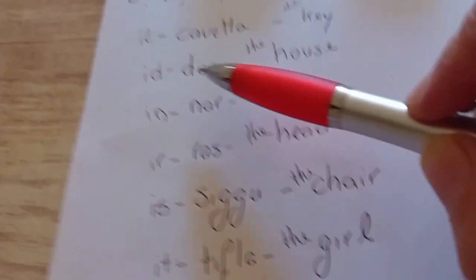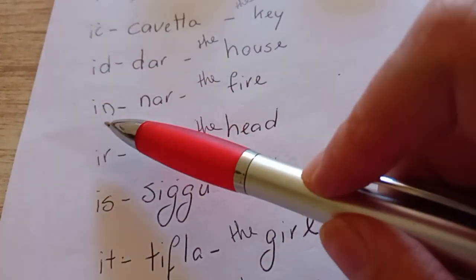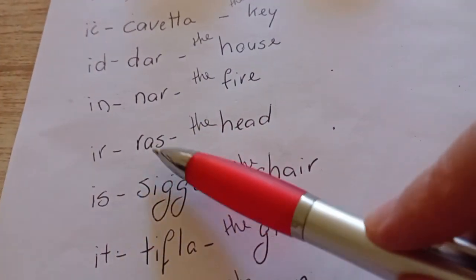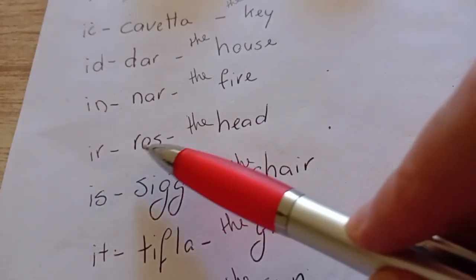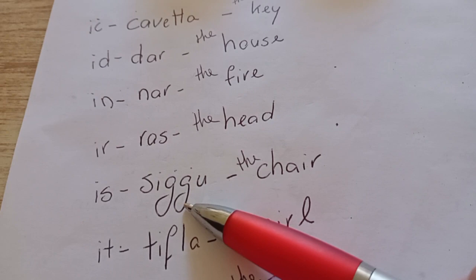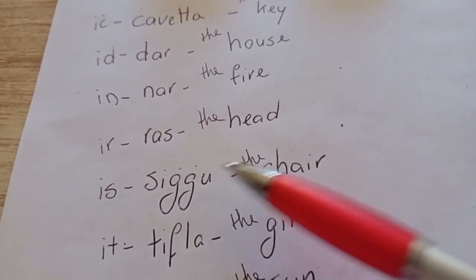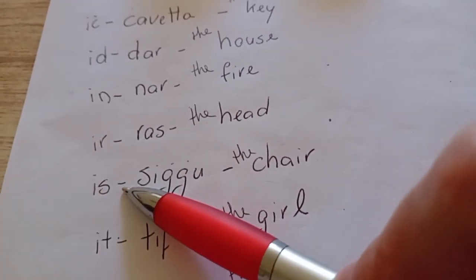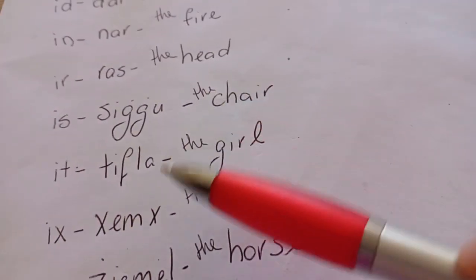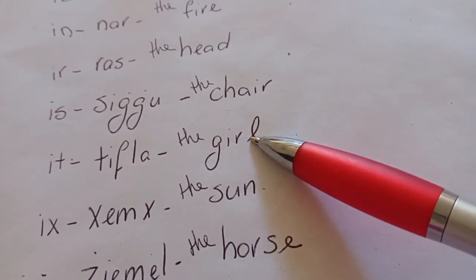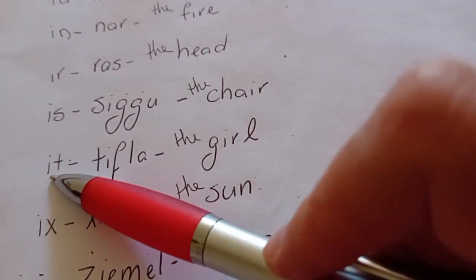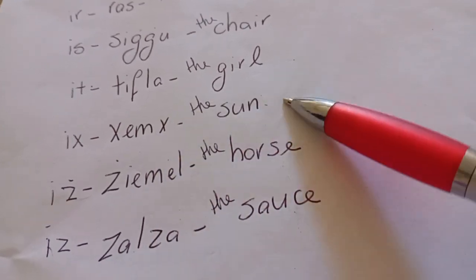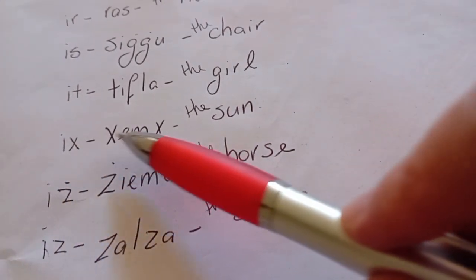Id-dar. Nar, it's fire. So in-nar. We made an I and the N, the first letter of the word. Ras, the head: ir-ras. Siġġu, the chair. So I and the first letter is S, so we add S: is-siġġu. Tifla is the girl. So it-tifla. Xemx is sun. So ix-xemx.